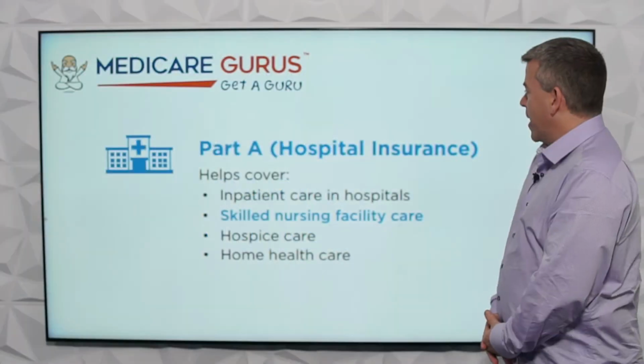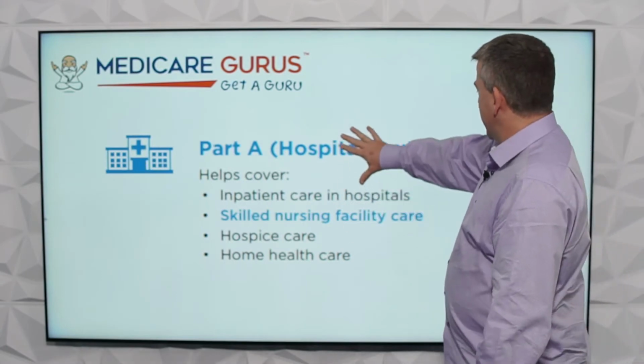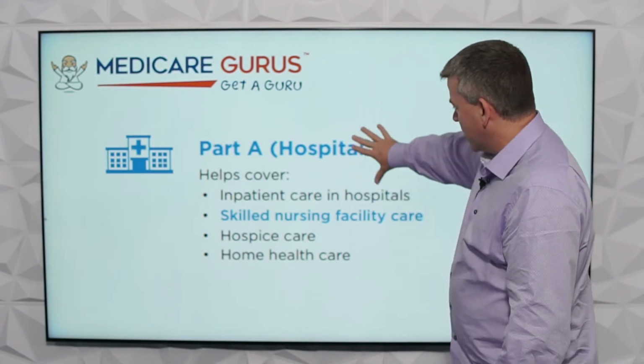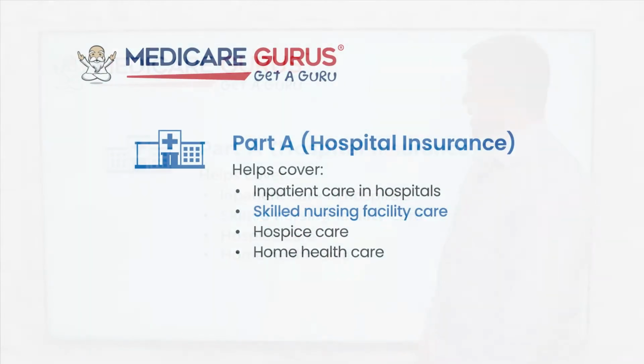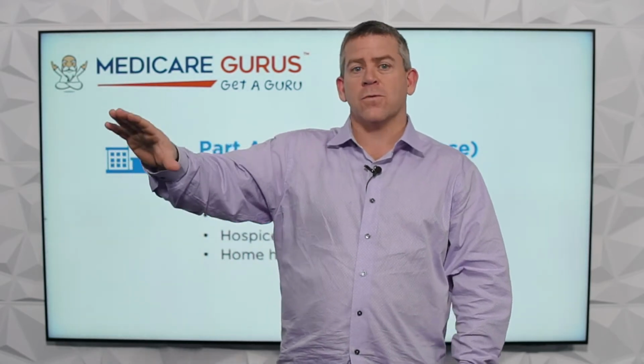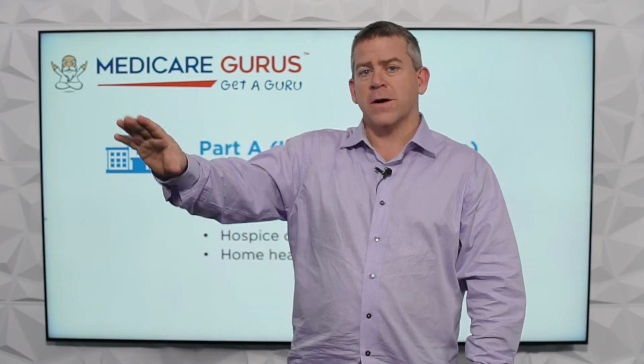Let's go through Part A. Part A is hospital insurance. It covers all your inpatient care in the hospital, skilled nursing, hospice care, and home health care. Part A goes along with Part B, which is known together as traditional Medicare. Back in 1966, when they started Medicare, they only had A and B. It wasn't until much later, after 2000, that Part C came along, and then at the same time, Part D.